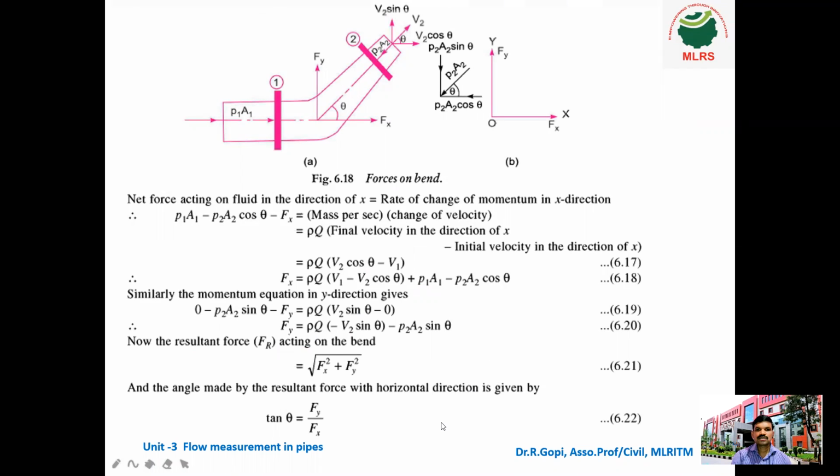Okay, students, in this class and the previous class we saw Venturi meter, Orifice meter, and Pitot tube, three important chapters. The next video is flow of liquid in pipe bend. That is also very simple. One problem is there, and we will discuss it in the next video.